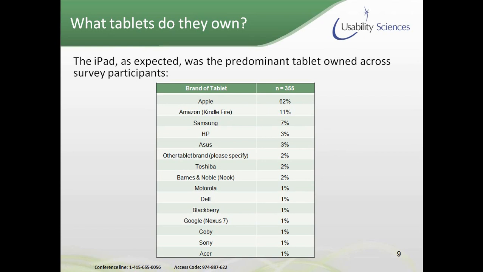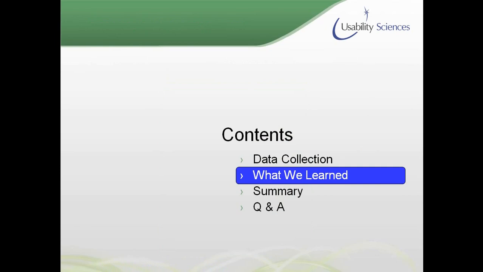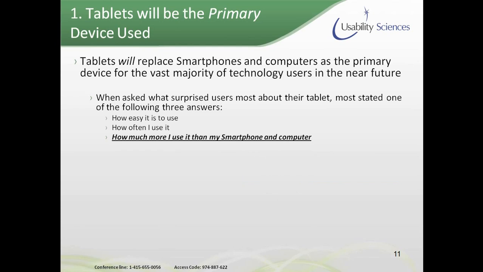So based off of these different users and gathering this different information, we were able to extract kind of 10 things that we felt we could safely say about tablet users and where they are with their usage and what they're actually doing here. The first thing that was really interesting among tablet owners surveyed was that tablets were the primary device that they used across their various devices, be it their laptop or computers, their desktop computers, or their smartphones. When we asked what surprised users most about their tablet, most stated one of these following 3 answers.